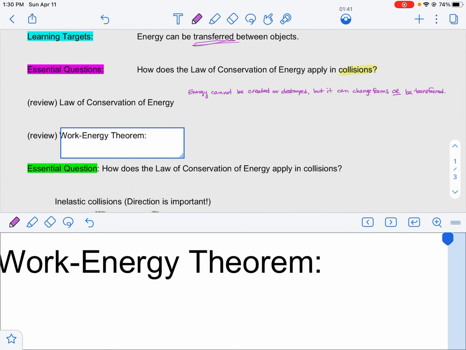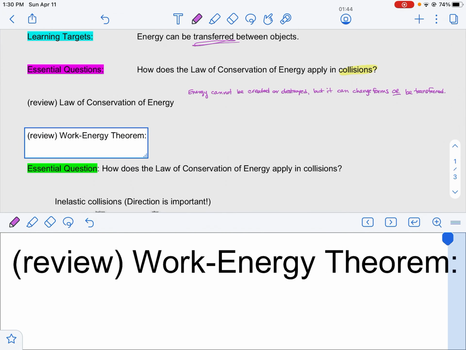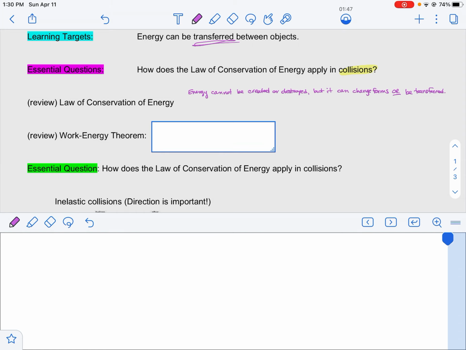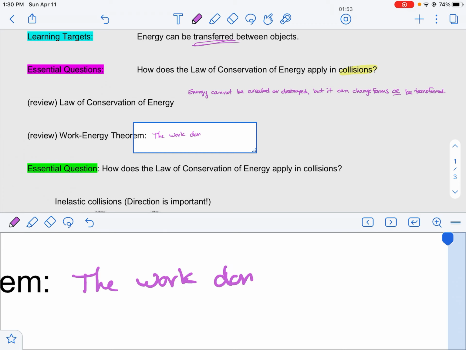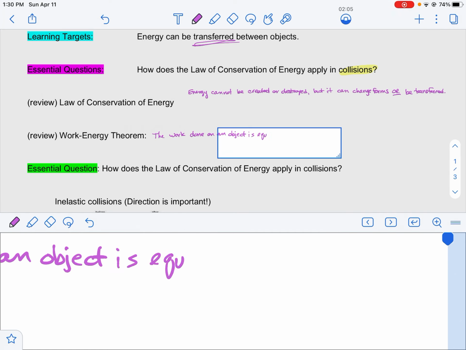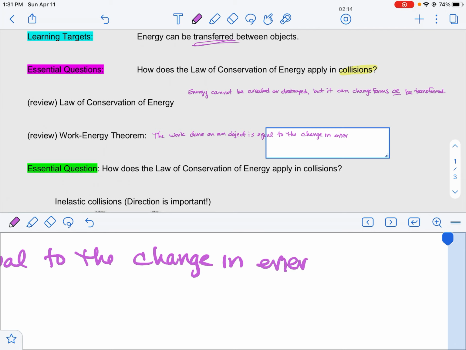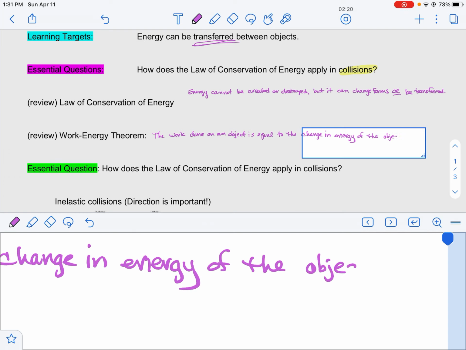So we're going to go down here, and we're also going to review quickly our work energy theorem. So remember, the work energy theorem says the work done on an object is equal to the change in energy of the object. And we are specifically today going to talk about kinetic energy.